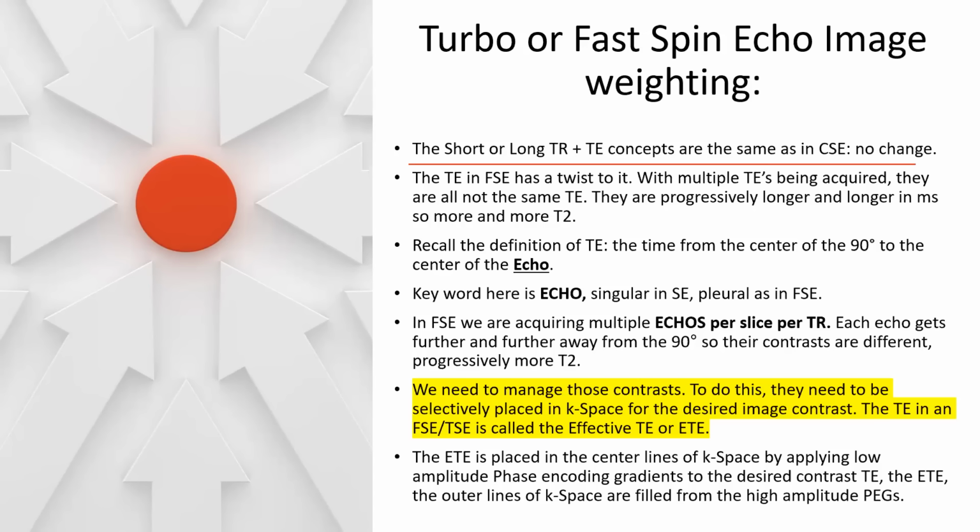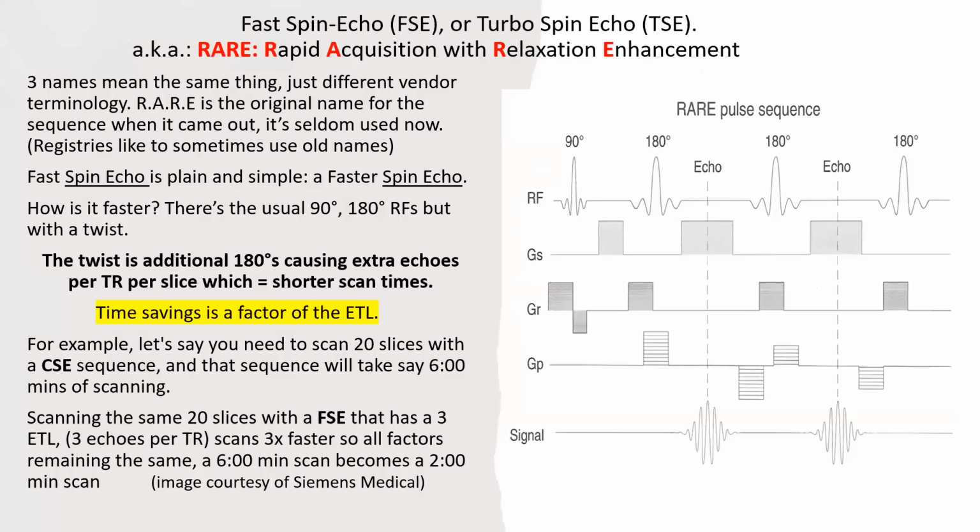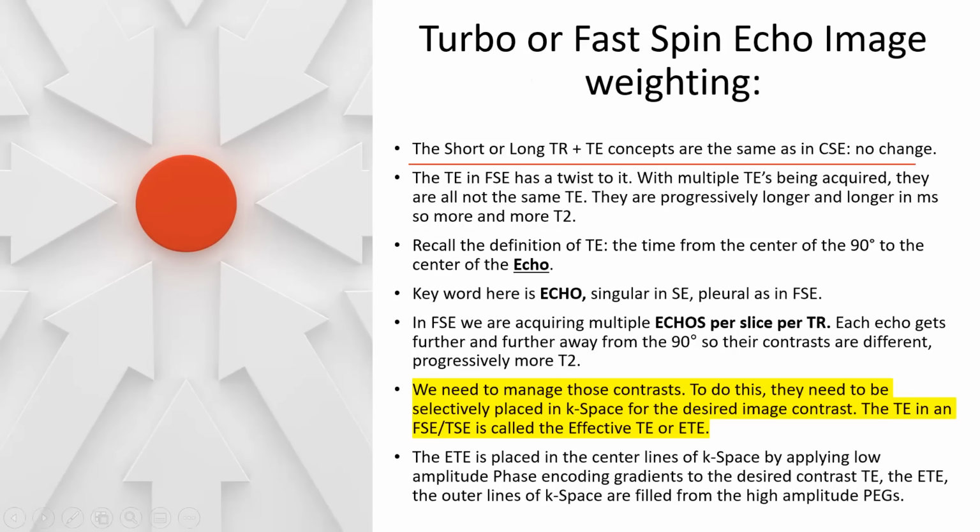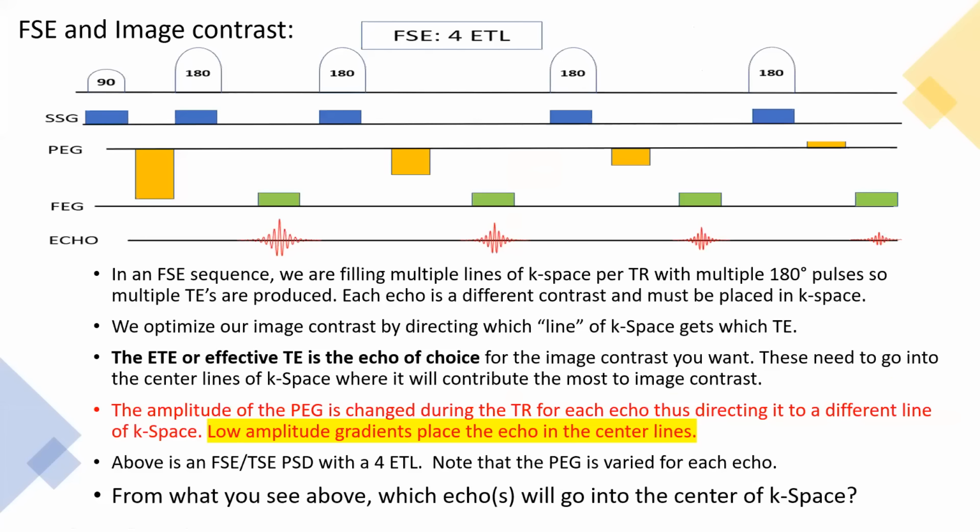All right, the TE in fast spin echo is now going to be called effective TE. So you got 3 echoes. Do you want your first one in the center of K-space, or do you want your last one? If you look at this example, do you want your first one put into your center of K-space, or do you want your last one put into your center of K-space? That's going to change your image contrast. Remember, in K-space, the center lines of K-space give you mostly image contrast and signal to noise, while the outer edges give you edge detail and not much signal to noise.